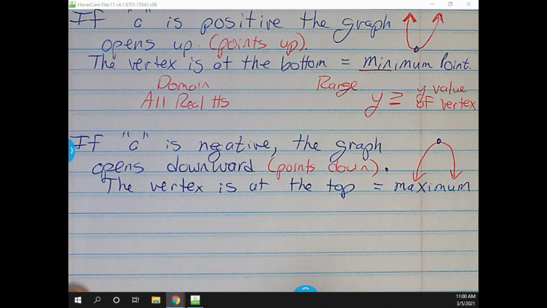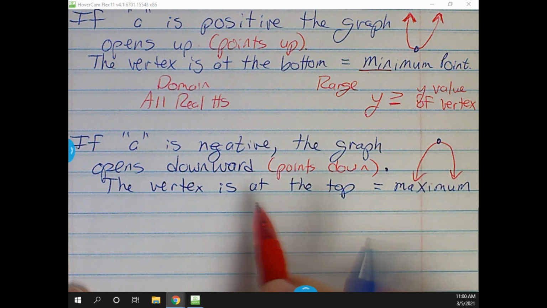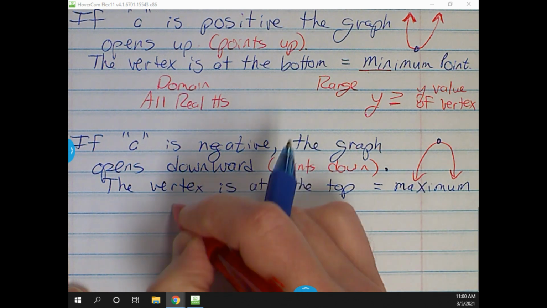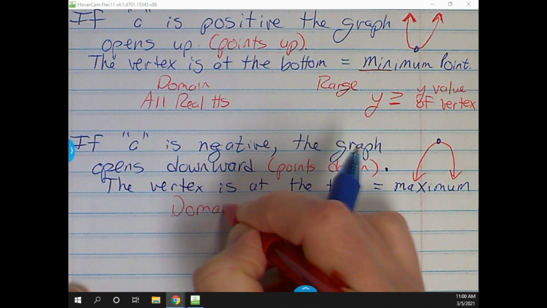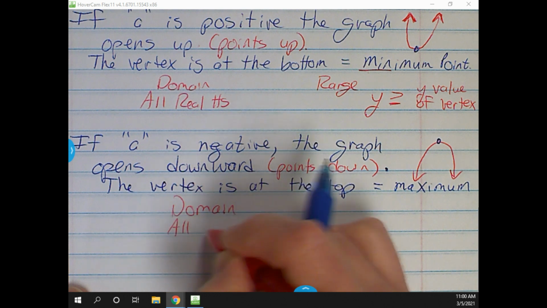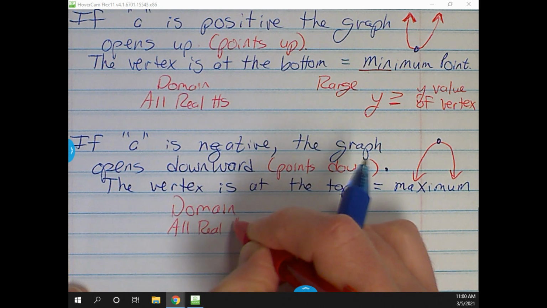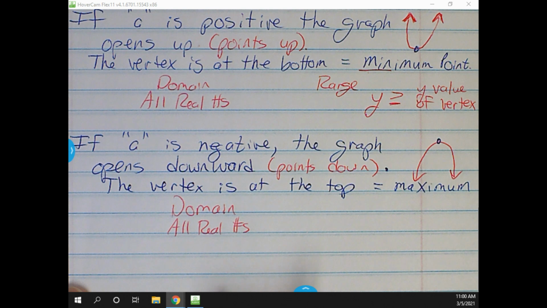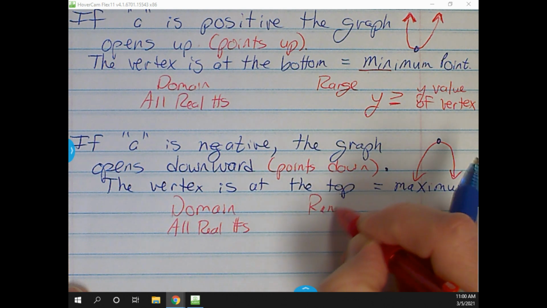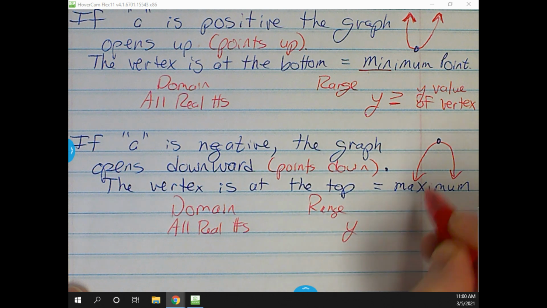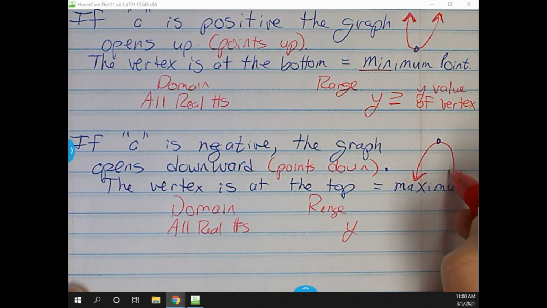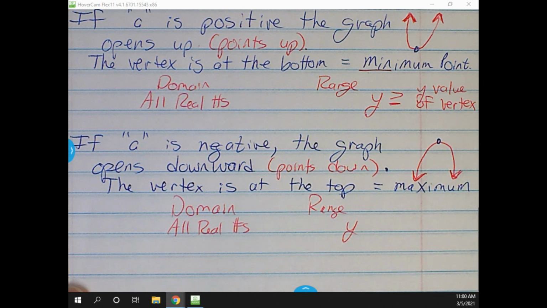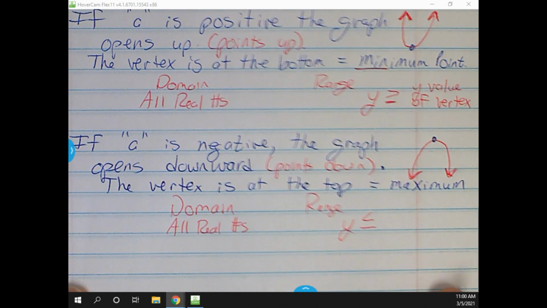Okay, and with that, there's a lot of information that goes with just where the vertex is and all the stuff that goes with this one. The domain for any of these problems that we do is always all real numbers. So that part is never going to change, because these are your x values. The range is your y values. But if you think about the direction, in this case the arrows are pointed down, and if something is going down, it's getting smaller. So that means it should be less than or equal to the y value of the vertex.